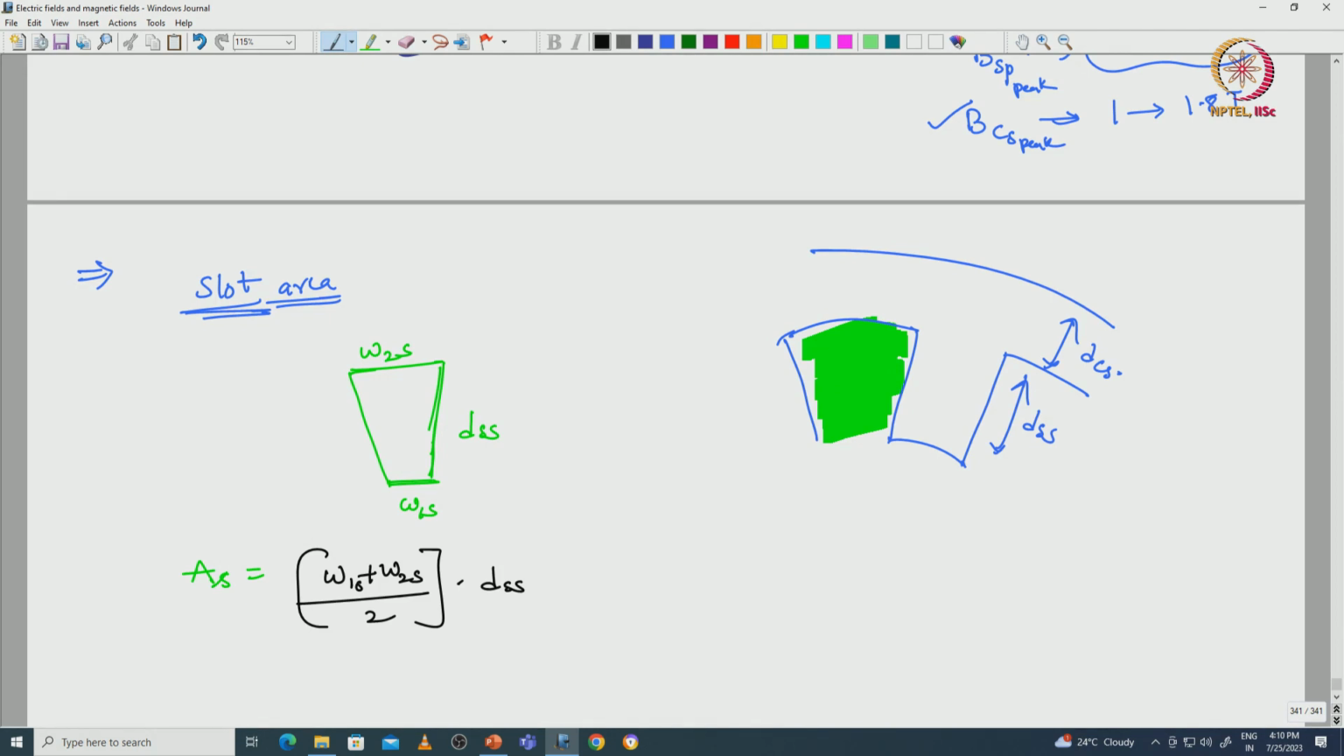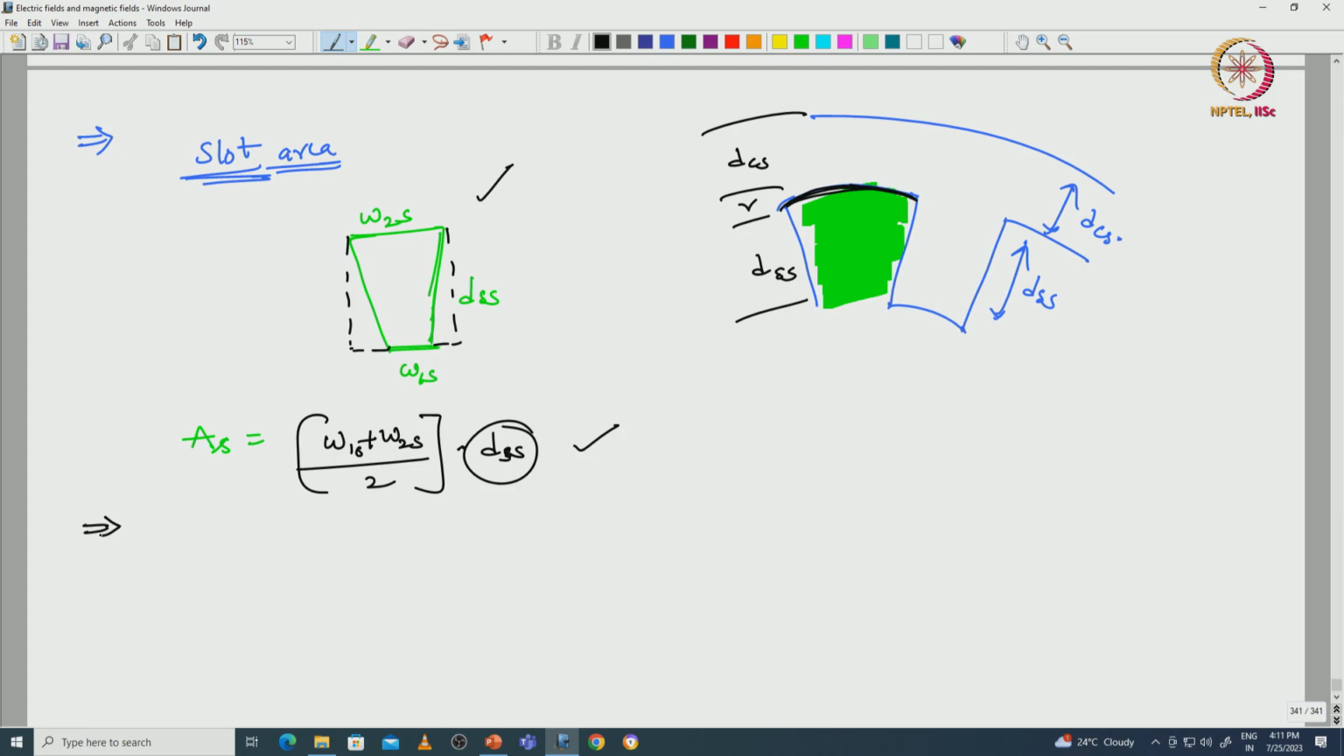We can find it by making a rectangle and subtracting these triangle portions also, or directly we can consider the area of the slot in this fashion: W1S plus W2S divided by 2, that is the mean width of the slot, and height of the stator slot or pole height. And this curvature portion I am neglecting, this radius will be some r, from here to here it will be DSS, from here to here it is DCS. So, directly I am considering DSS is the slot height.